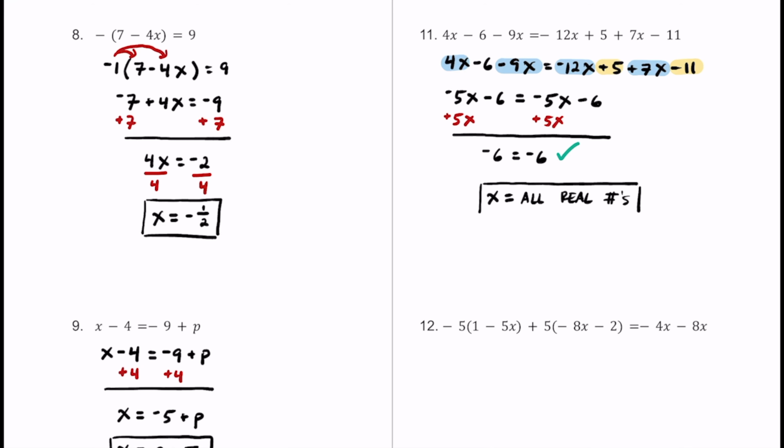When you get a true statement like a number equals another number, or you notice that one side of the equation matches the other side of the equation, then there are all real numbers for the solutions. Okay, so let's go ahead and check out number 12.